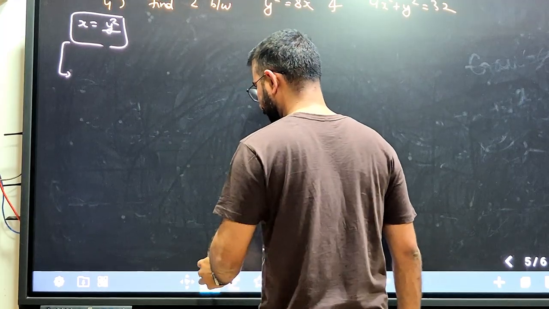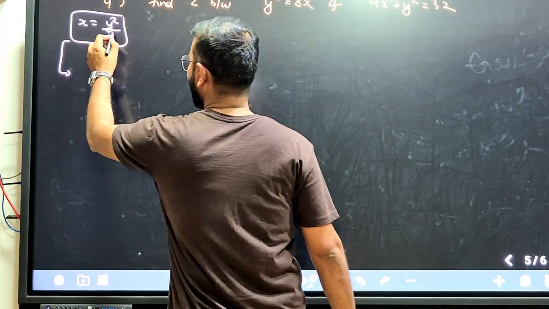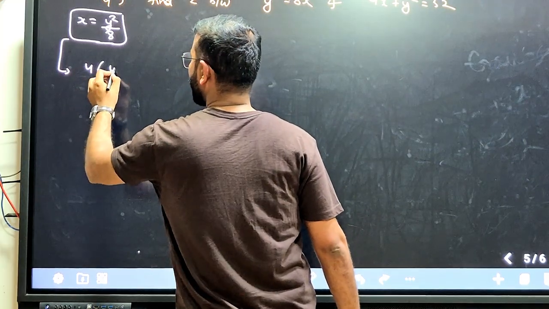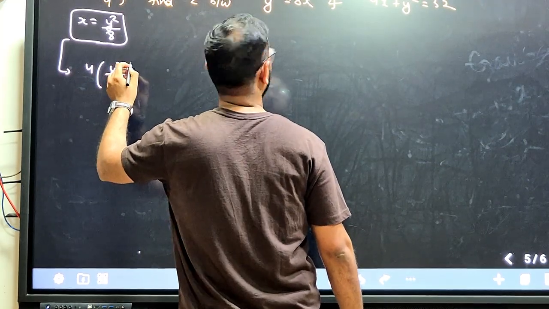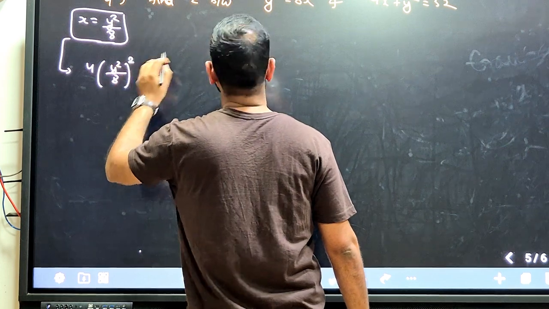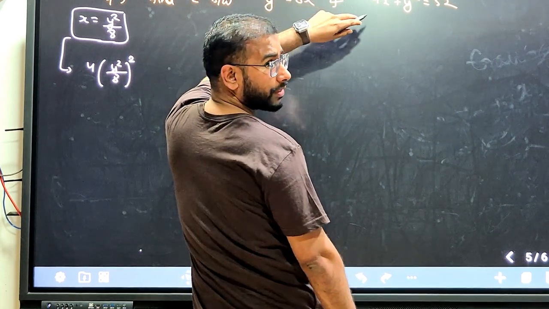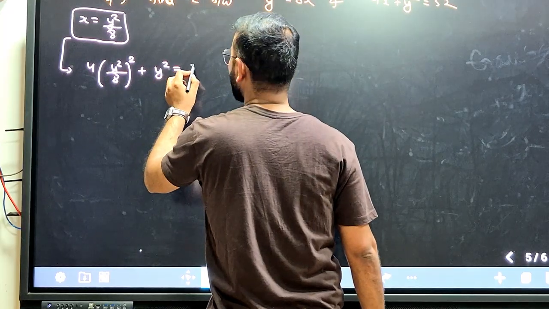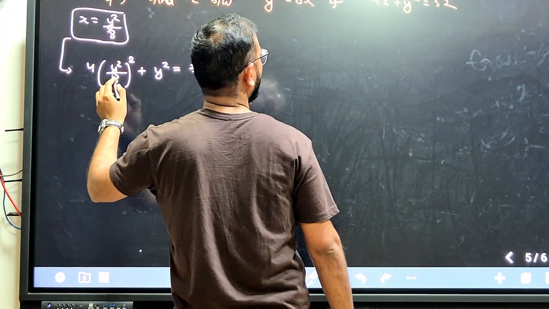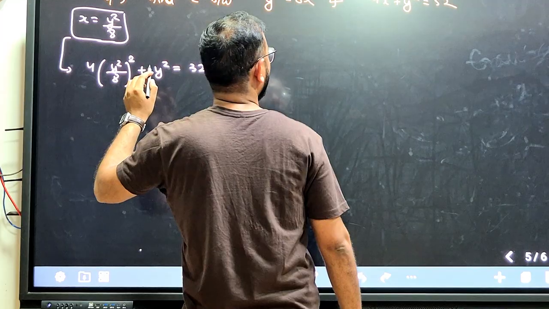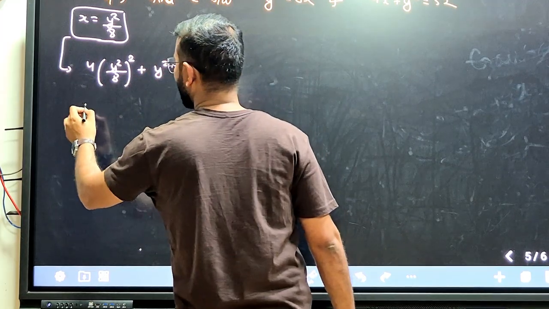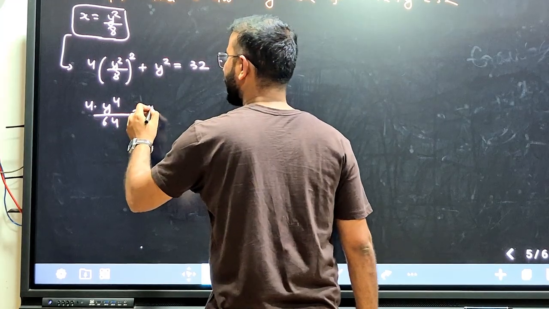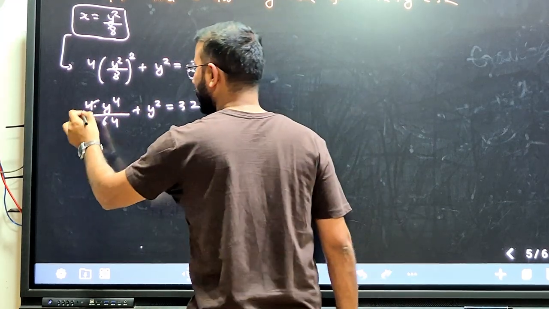Let's substitute it here. So y square by 8. So 4 into y square by 8 whole square. Y square equal to 8x, right? 4x square plus y square equal to 32. Or we can keep 8x, let's leave it. 4 into y power 4 by 64 plus y square equal to 32.